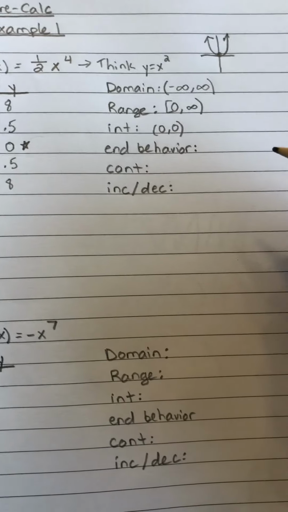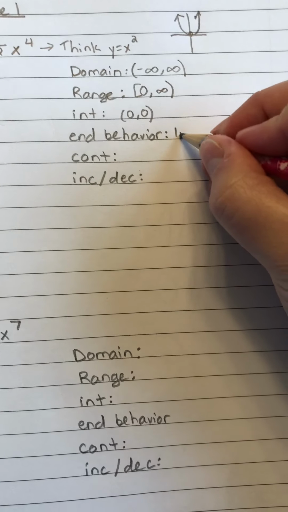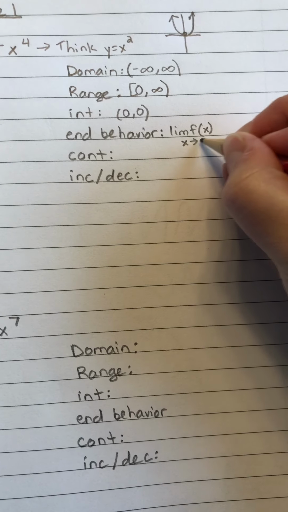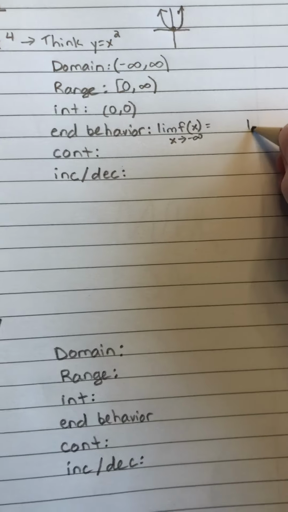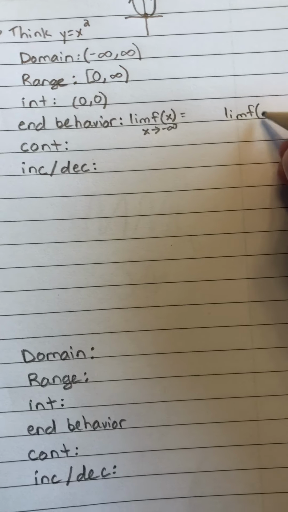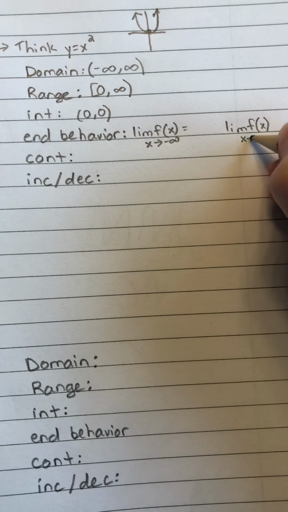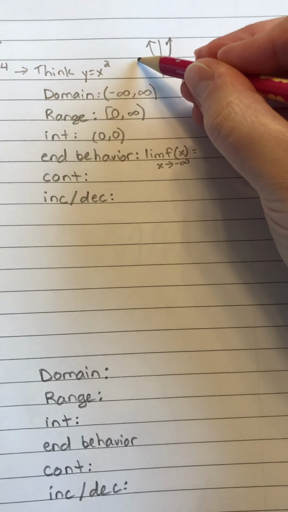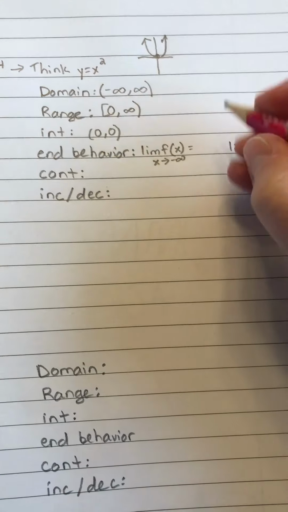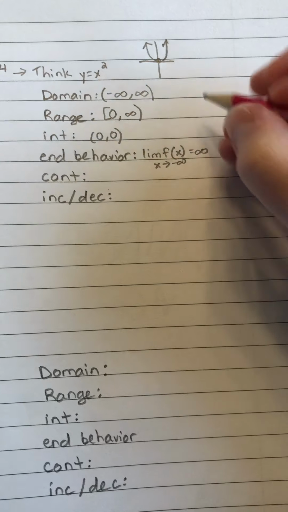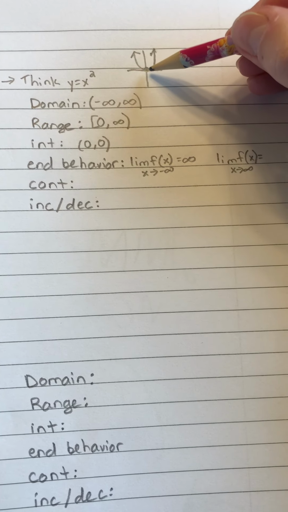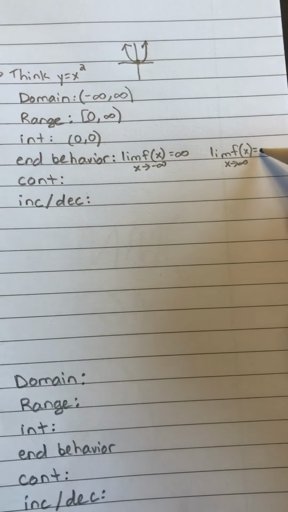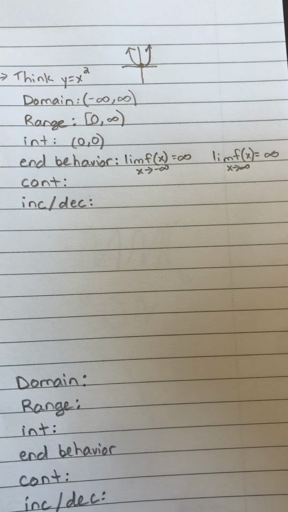For your end behavior, this is going to be our limit. There are 2 different things that you need for end behavior: the limit of f of x as x goes to -infinity, and the limit of f of x as x goes to +infinity. So what's happening with the ends of your graph? As x gets smaller, what's happening to y? Your y value is increasing, or it's going to +infinity. As x is going to +infinity, or increasing, what's happening to your y value? Your y value is also increasing, going up to infinity.